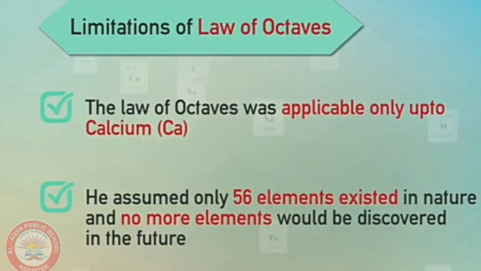Second one, it was assumed by Newland that only 56 elements existed in nature and no more elements would be discovered in the future. But later on, several new elements were discovered whose properties did not fit into the law of octaves.